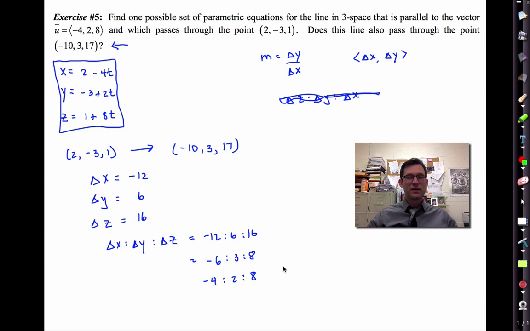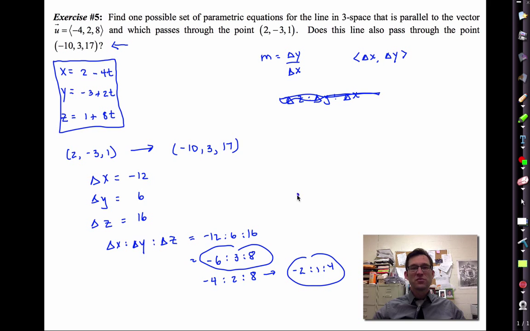In fact, if I wanted to simplify this, I could say it's -2 to 1 to 4. This is ultimately the ratio I need. Since these two ratios are not identical, the point doesn't lie on the line.